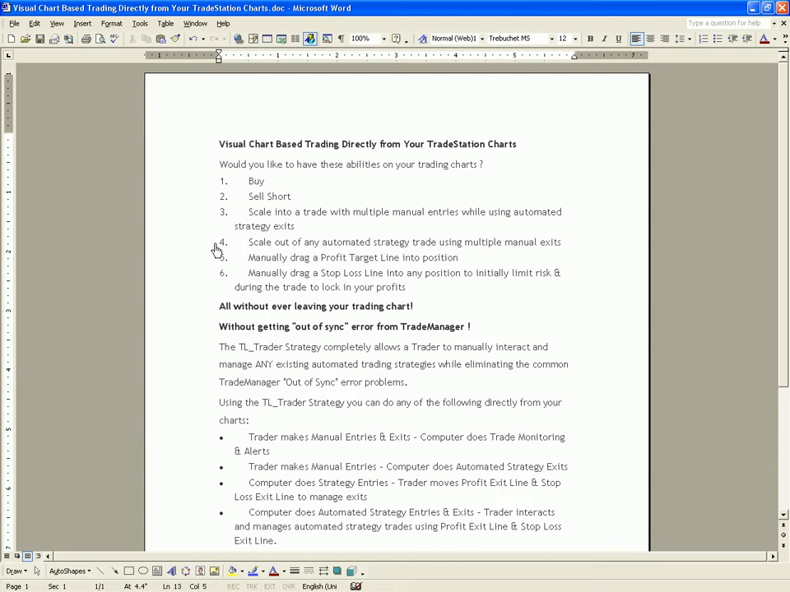So now you can do it the opposite way as well, have an automated entry system and you can scale out manually, or have an automated exit as well, but you can scale in or out and work in unison with the automated strategy. Or you can manually drag a profit target line into position, or manually drag a stop loss line into position. These are all very powerful things you can do right from your charts without ever leaving your trading charts.